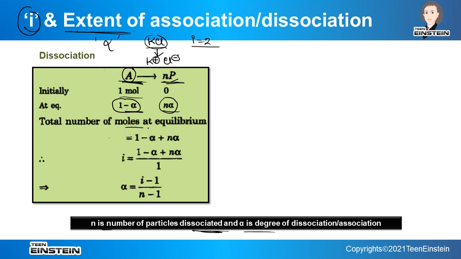So the total number of moles at equilibrium, simply add these two values: 1 minus alpha plus n alpha. Now the total number of particles, this is actually i. So i will be equal to this value. Initially there is 1 and now the total number of particles is 1 minus alpha plus n alpha. So finally the relation that we are getting between alpha and i is this relation. We can use this when there is dissociation. This particular formula is for dissociation, but we will also see the relation between i and alpha when there is association.